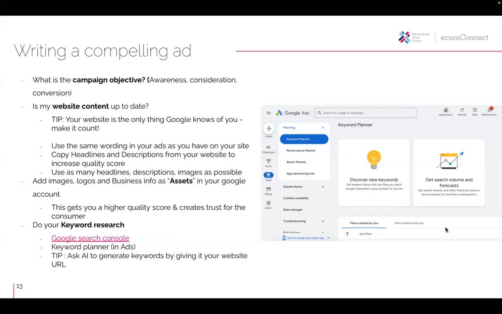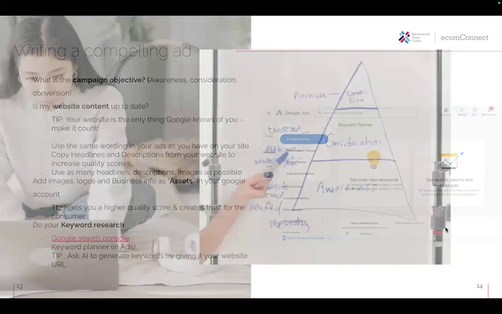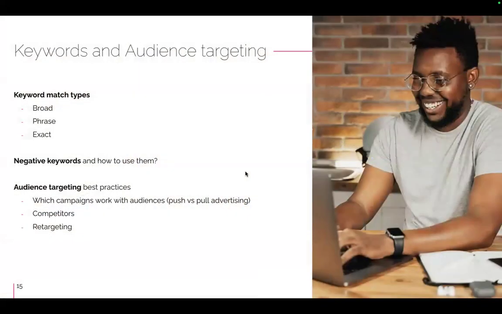Hope that is useful. So this one we already went over. So then a little bit more about keywords and audience targeting. We have three different types of keywords: broad match, phrase match, and exact match. And I will explain what these mean.